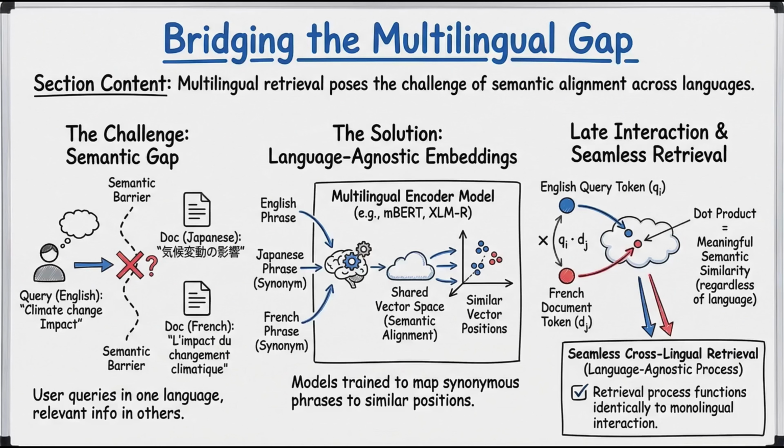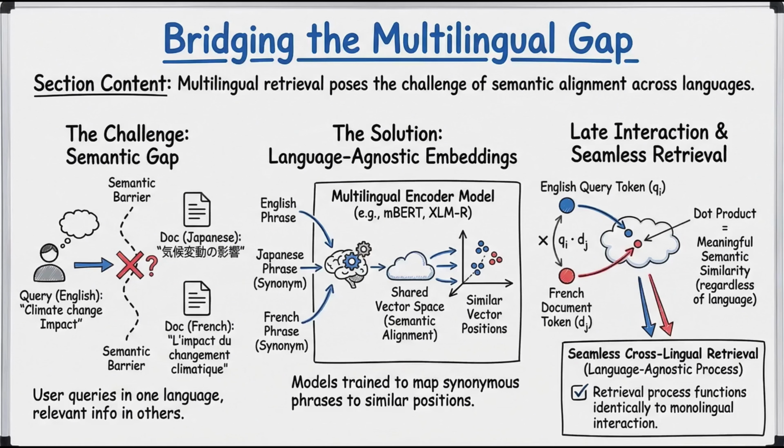These models are specially trained to map synonymous phrases from different languages into the exact same positions within a shared vector space. Because of this alignment, the system no longer sees language as a barrier. When an English query token is compared against a French document token, the process functions just as it would in a single language. By calculating the dot product of these vectors, essentially measuring the angle between them, the model can determine semantic similarity regardless of the original language. Ultimately, this allows us to perform seamless, cross-lingual retrieval. The entire process becomes language agnostic, ensuring that a relevant answer is always within reach, no matter what language it was written in.